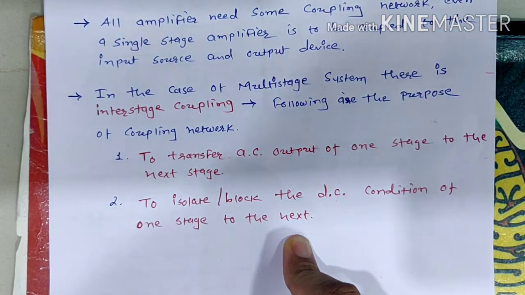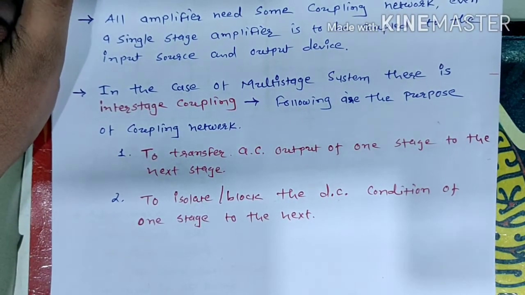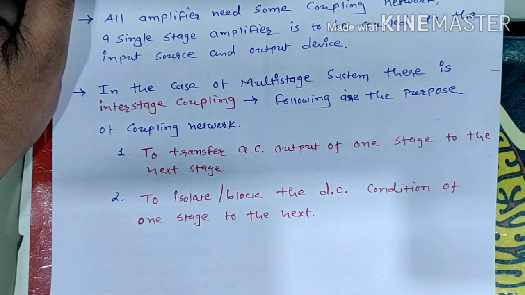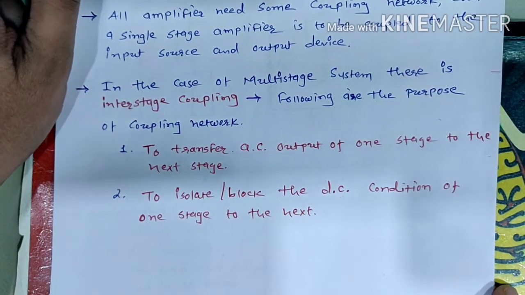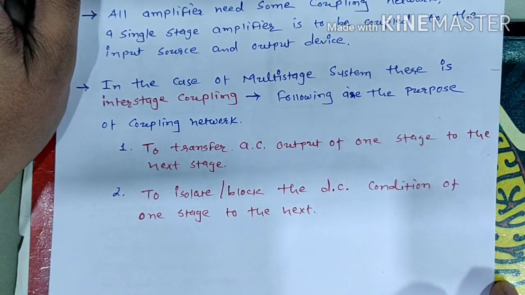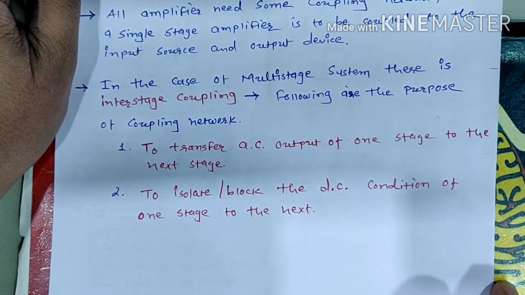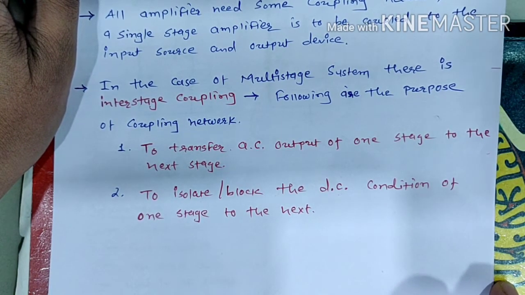That means the interference of DC of one stage will not go to the next stage of the amplifier. So we can isolate the DC part and transfer only the AC part from one stage to another stage. This is the main purpose of coupling.